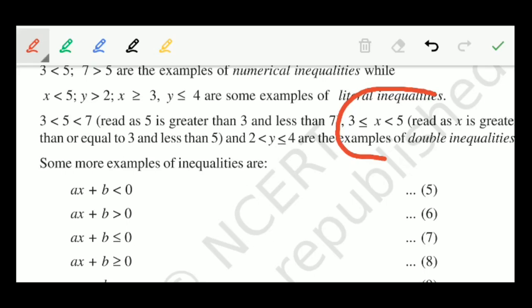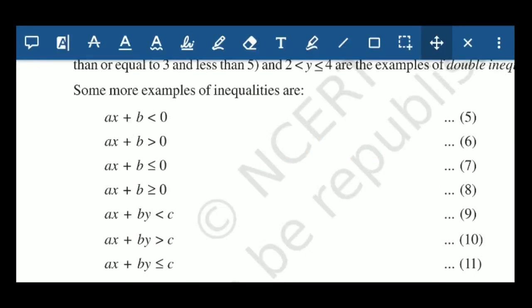You can see the value of x here: x is greater than or equal to 3 and less than 5. And see the next example, the value of y is between 2 and 4. These types of examples are known as double inequalities. Now you can see some more examples of inequalities.